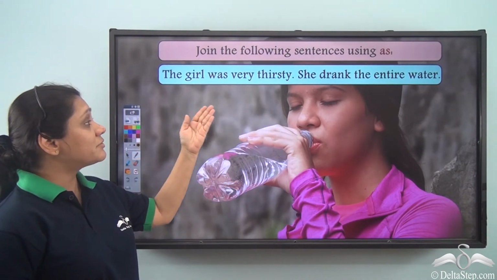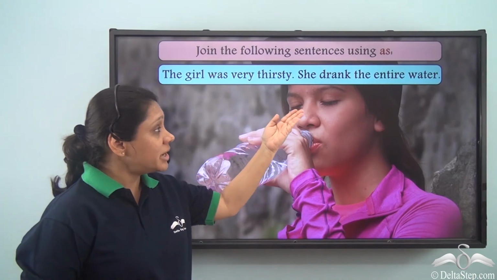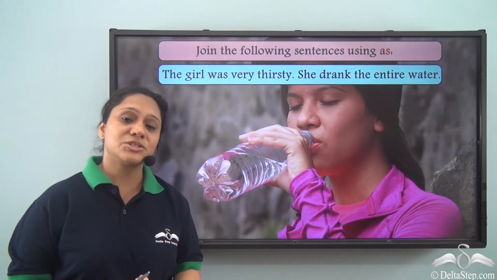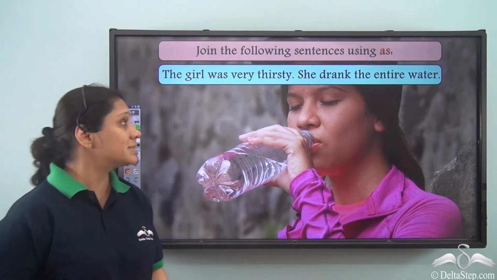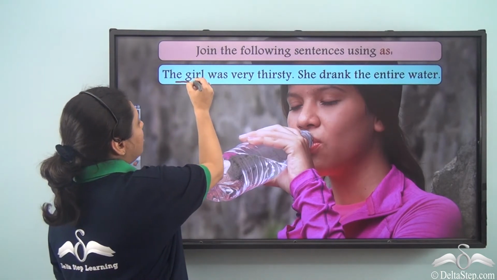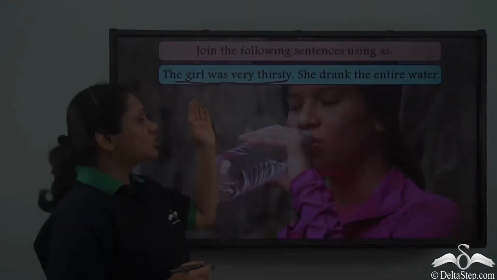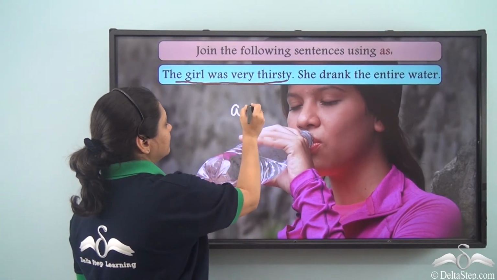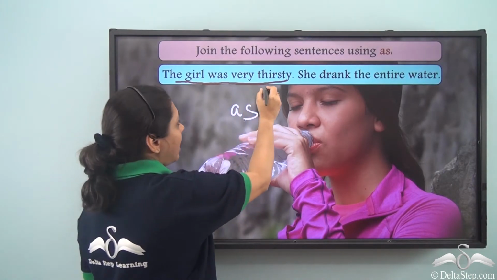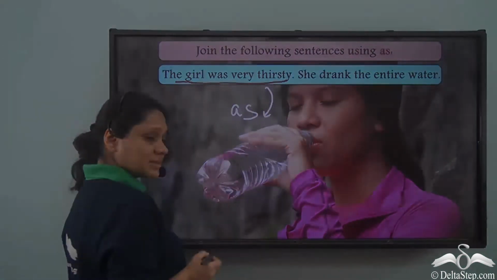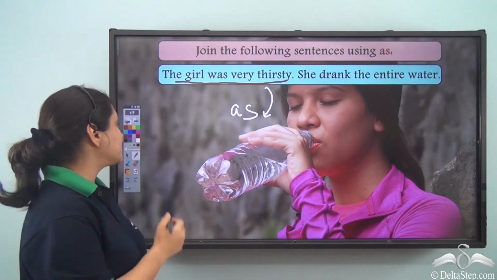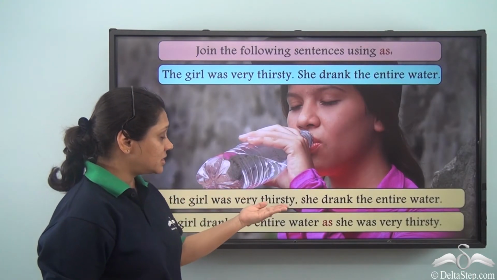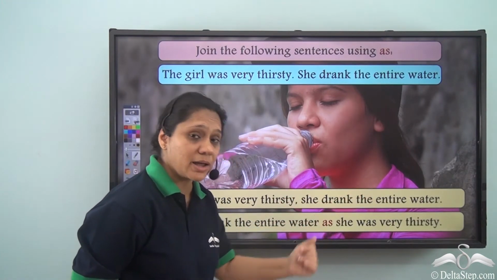Join the following sentences using as. The girl was very thirsty. She drank the entire water. Which sentence is showing us the reason or the cause? The girl was very thirsty. So, how will we join the two sentences with as? We will put the reason after as. So, what will our new sentence be? As the girl was very thirsty, she drank the entire water.